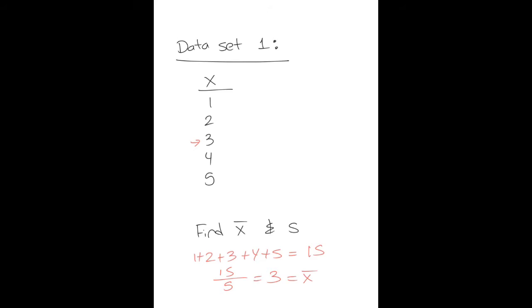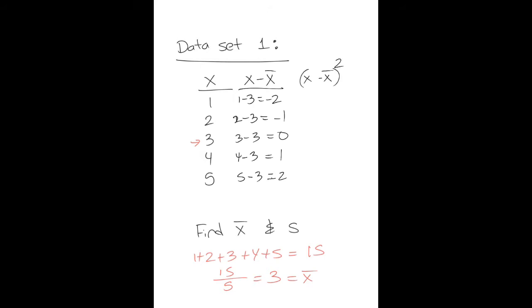Okay, so now in calculating our standard deviation, what do we need? First we need to calculate the deviations. So we need x minus x bar. First we'll do 1 minus 3, which is -2, 2 minus 3, which is -1, 3 minus 3, which is 0, 4 minus 3, which is 1, and 5 minus 3, which is 2. Now we definitely don't add this up.